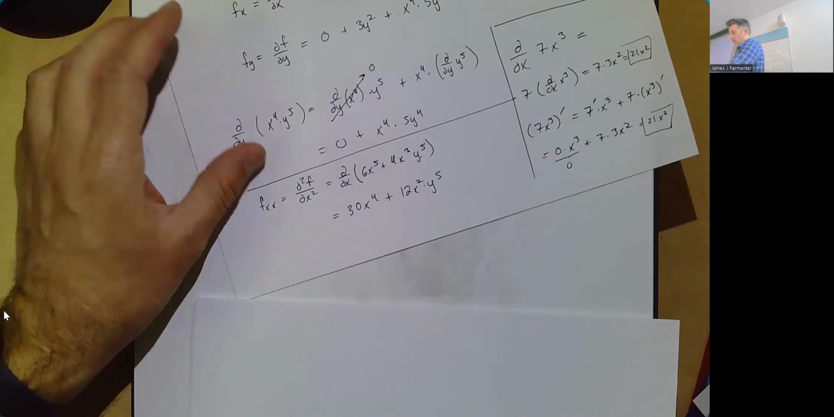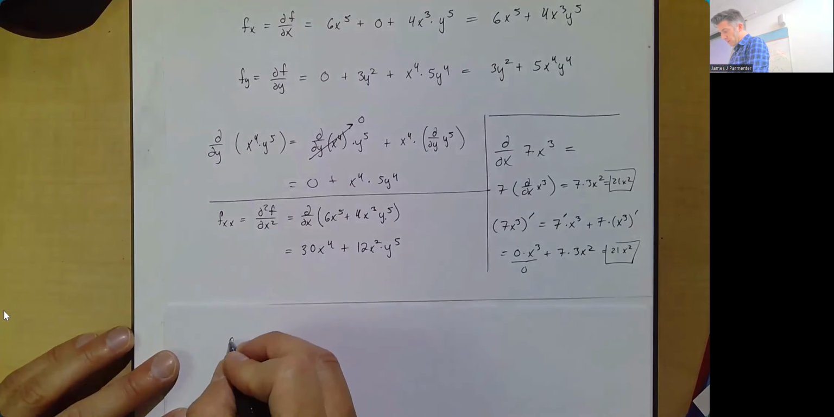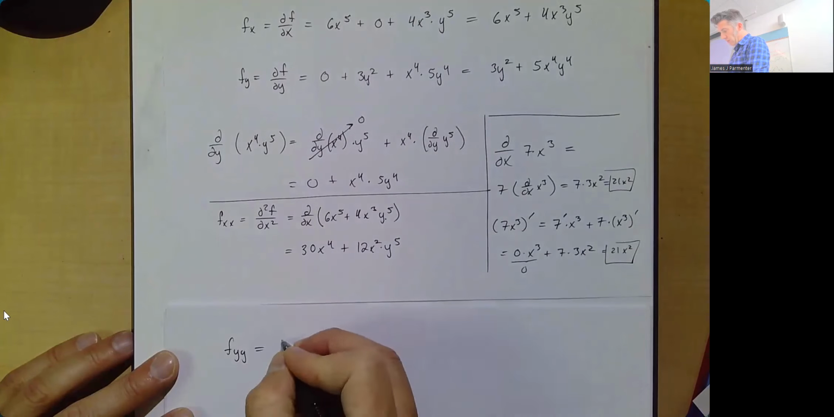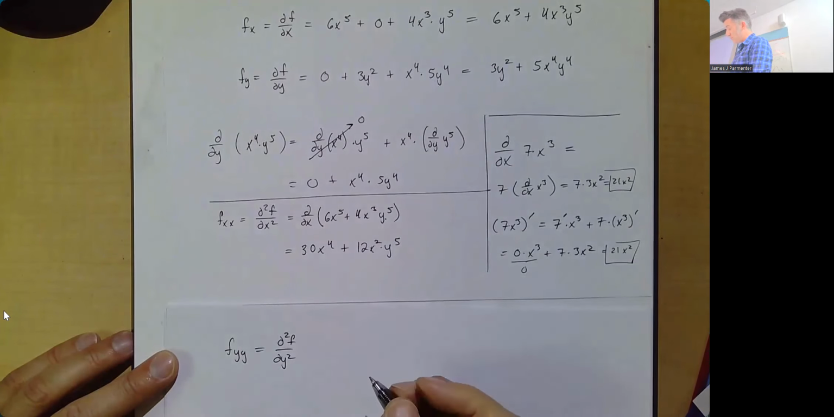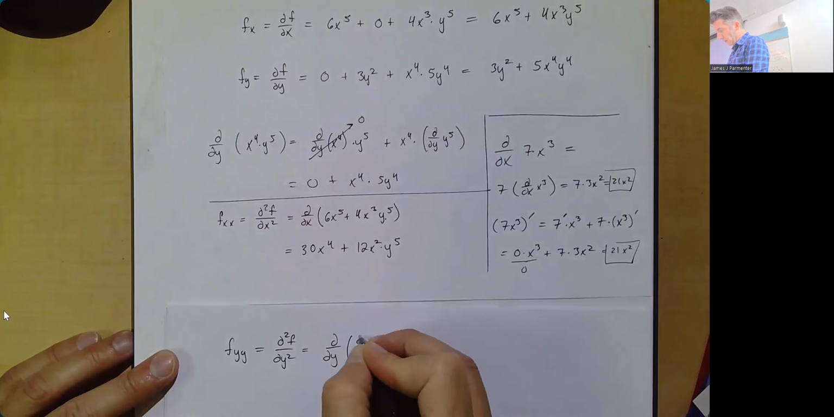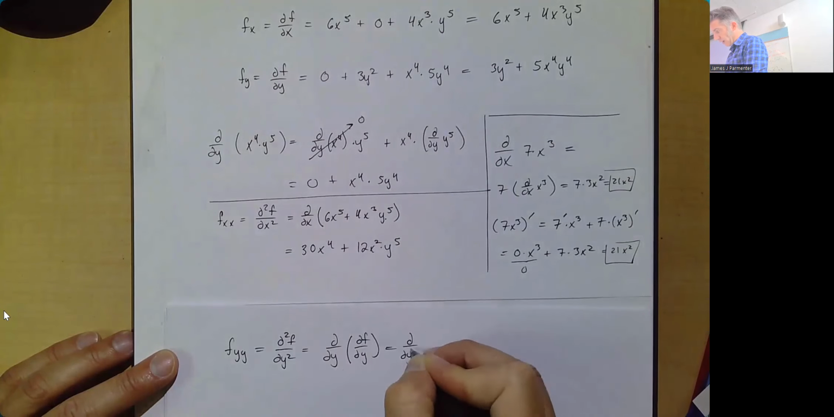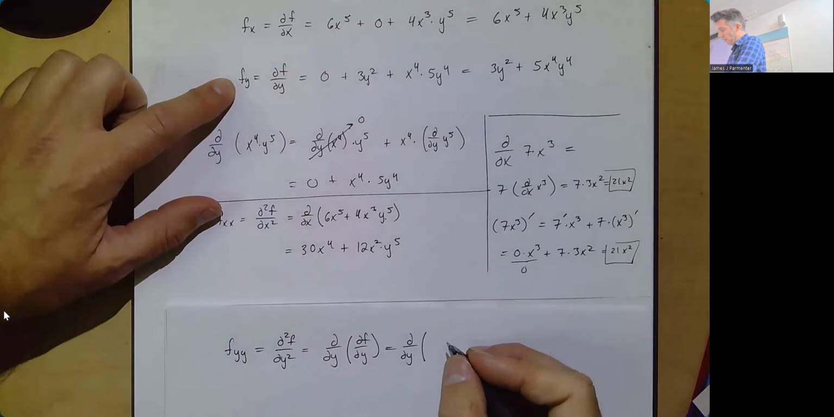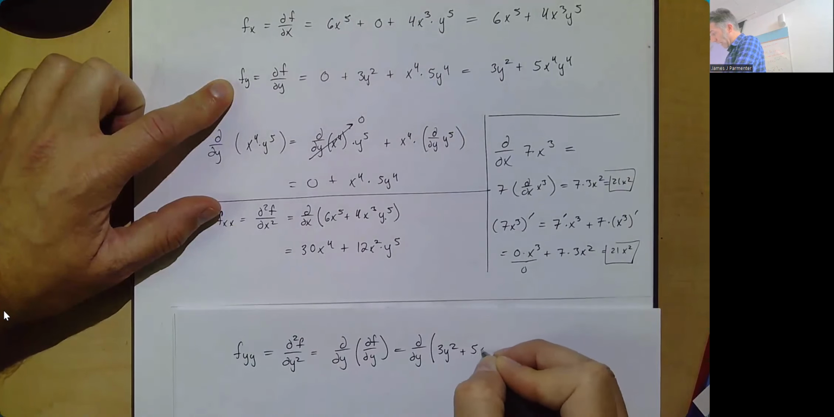Let's find F_YY. So F_YY, or ∂²f/∂y², is just the derivative with respect to y of the derivative with respect to y, which is just the derivative with respect to y of my F_y, which is 3y squared. You don't actually have to write all this out.